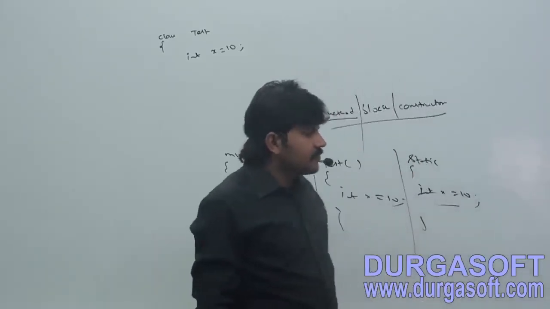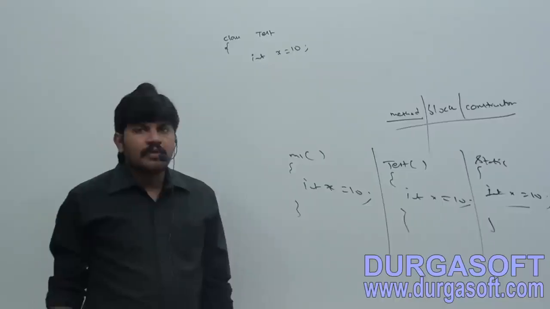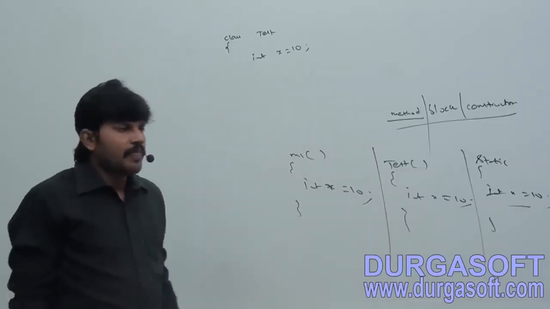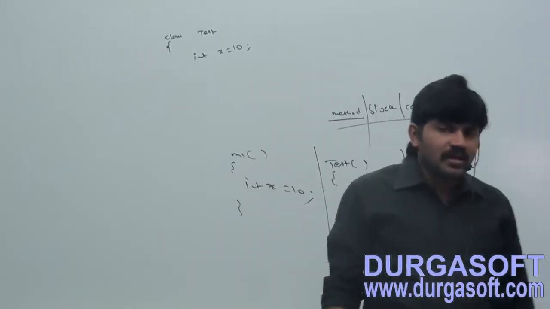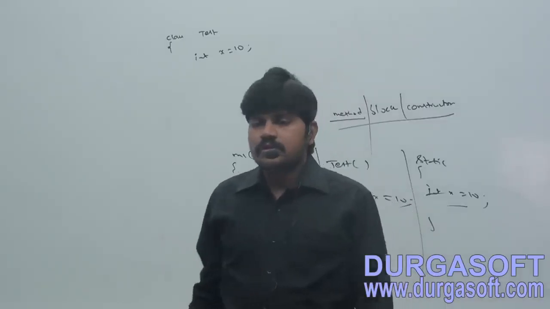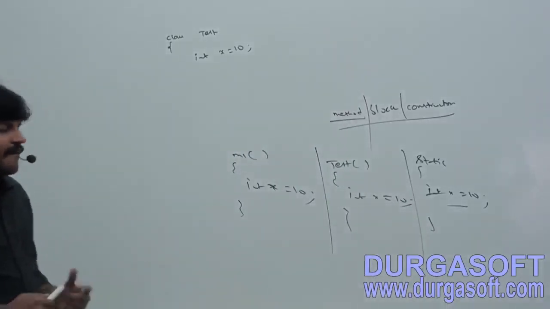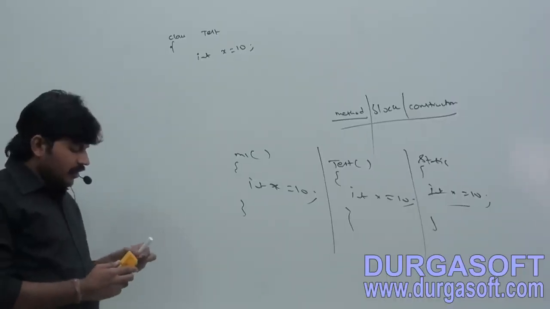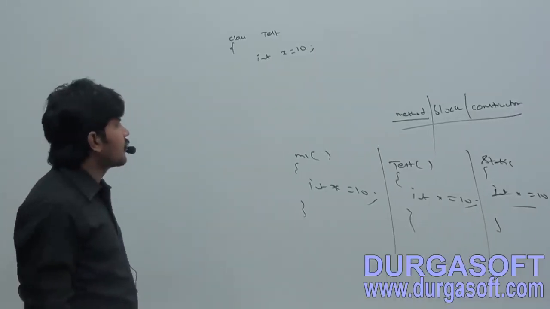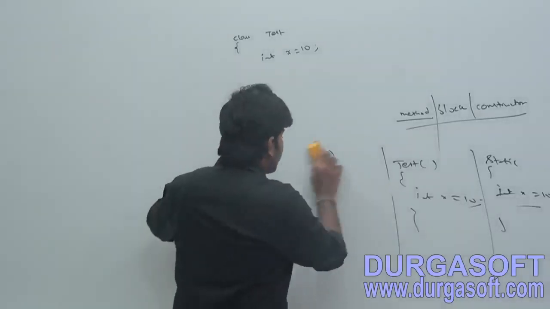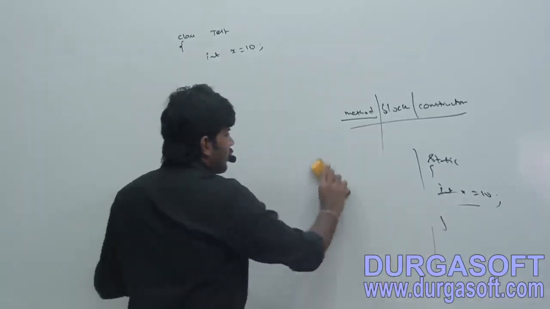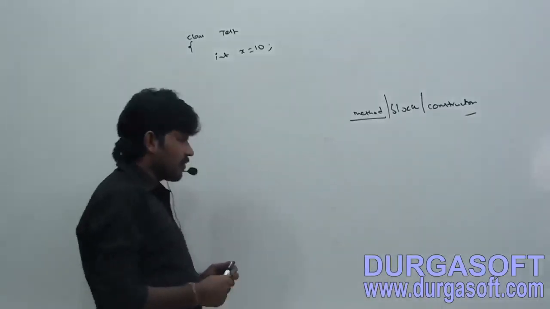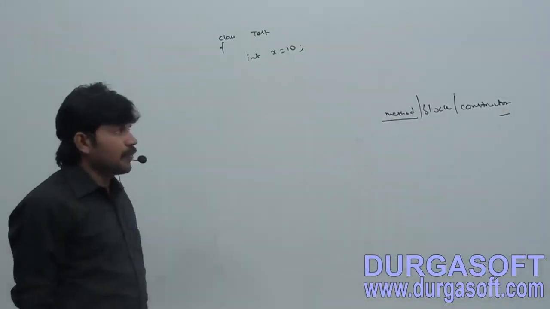Within the class directly, but outside of any method or block or constructor. Instance variables should be declared within the class directly, but outside of any method, or block, or constructor. Okay, I hope you people are aware, right?